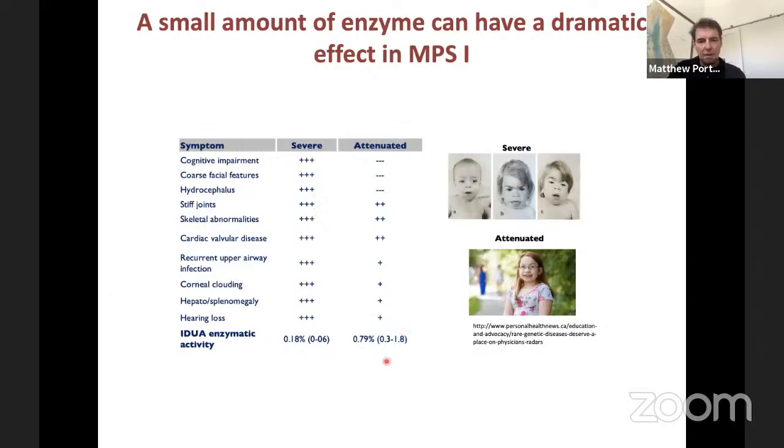What's interesting, though, is that there are patients who only have approximately 1% of enzyme, but have much milder forms of the disease, including having none of the CNS manifestations. So a little bit of enzyme can go a long way.